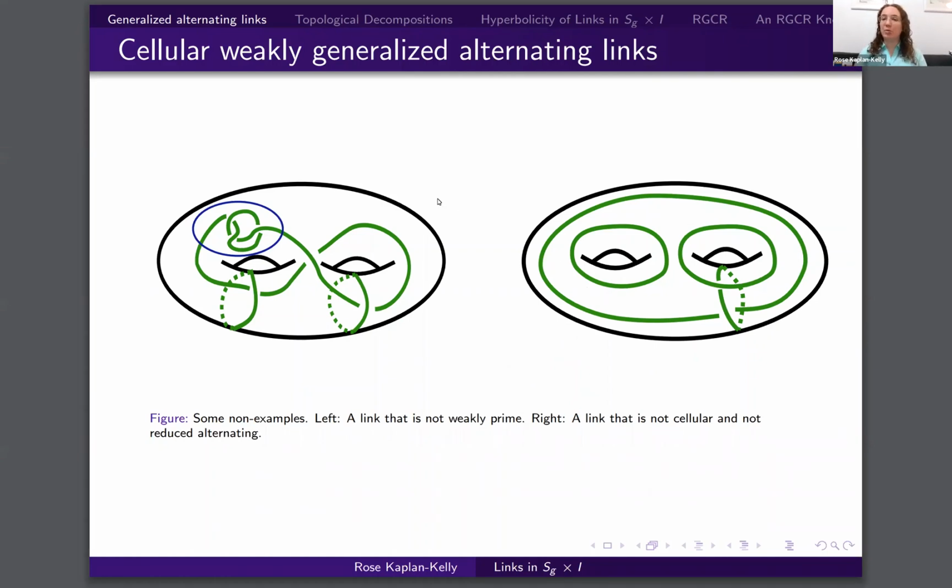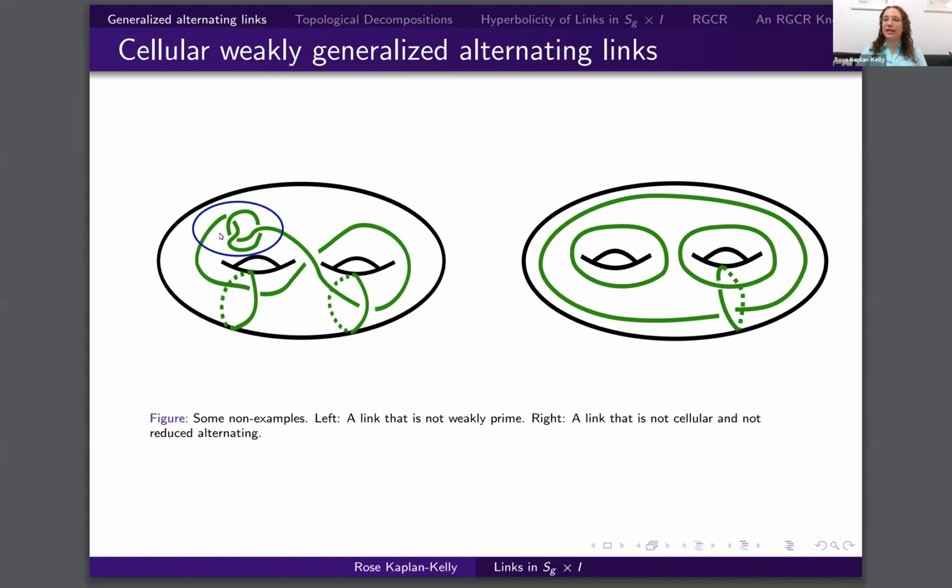Our links have to be weakly prime, which means that for any disk we have in our projection surface F such that the boundary of the disk intersects our link diagram transversely twice, so here we can see the boundary of this disk intersects this link diagram transversely in two places, we want the intersection of that disk with the link diagram to be an embedded arc. So that rules out links like this one where we have this intersection that's not an embedded arc.